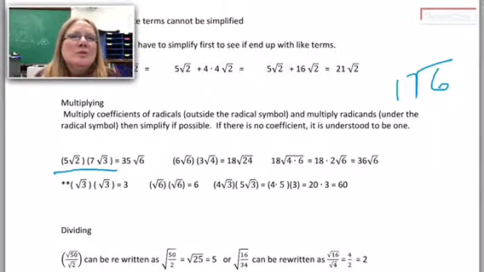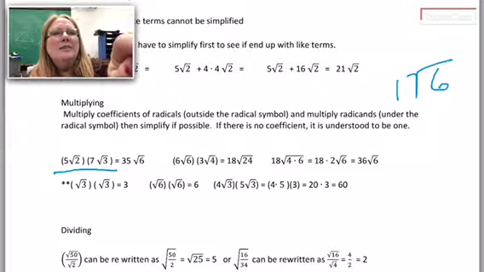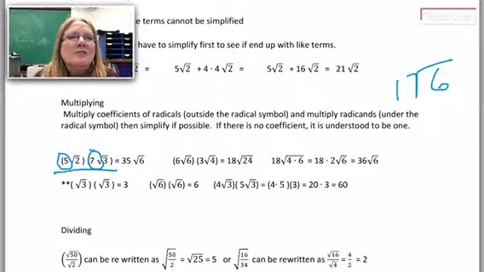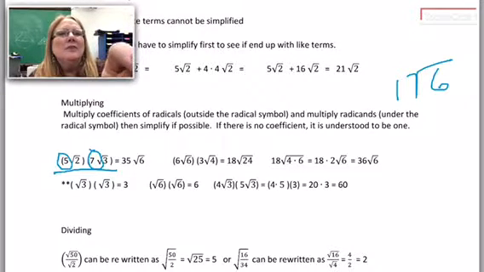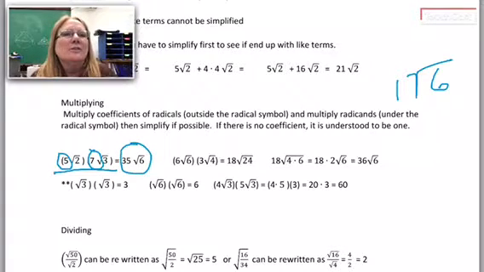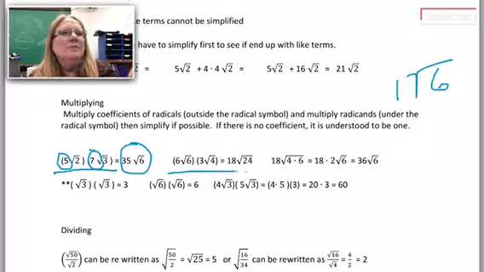5 times the square root of 2 times 7 times the square root of 3. So you multiply the 5 times the 7, and that's 35. And then you multiply the 2 and the 3, which is under the radical, and that stays under a radical, and it's 35 times the square root of 6. And then you're done.